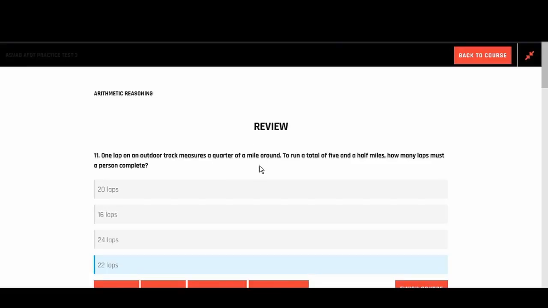One lap on an outdoor track measures 1/4 of a mile around. To run a total of 5.5 miles, how many laps must a person complete? So we know there are 4 laps in a mile. So to go 5 miles, that's going to be 5 times 4, which is 20 laps. To go the final half mile, if each lap's 1/4, we know it's going to take 2 laps to go a half mile, so this is going to be plus 2 laps, which is going to be 22 laps.